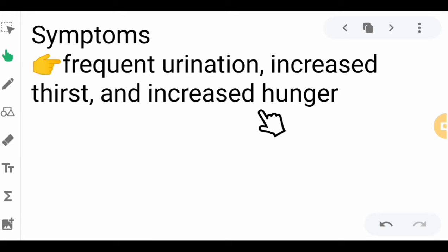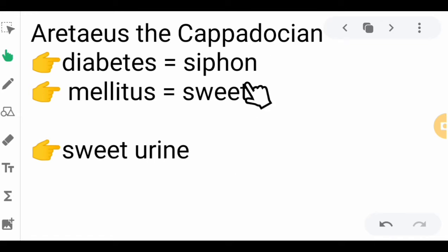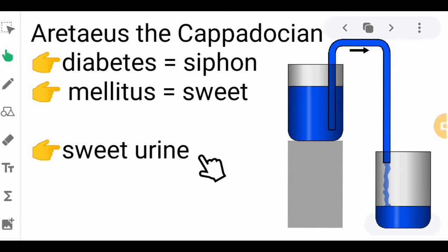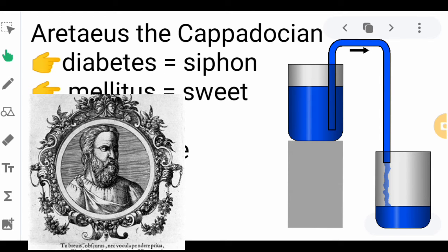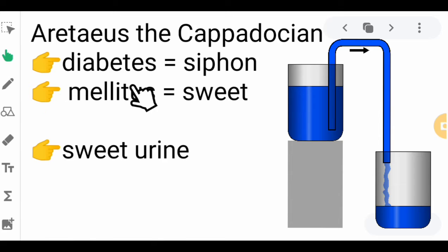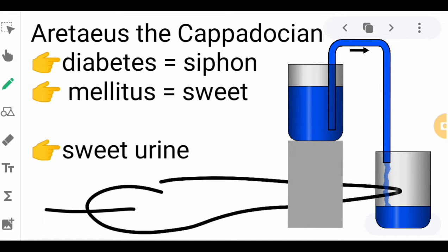Symptoms are the basis for the name diabetes mellitus, which originates from the Greek words diabetes, meaning siphon, and mellitus, meaning sweet. The Greek physician Aretaeus of Cappadocia coined this name because he observed that the body of some people acts like a siphon, taking water in at one end and discharging it at the other, and that the urine produced was sweet to taste. So the name diabetes mellitus can roughly be translated as sweet urine.